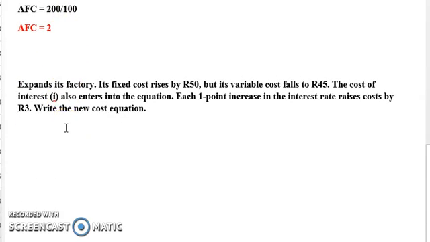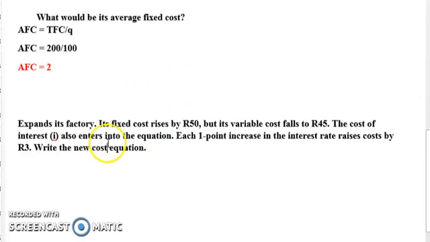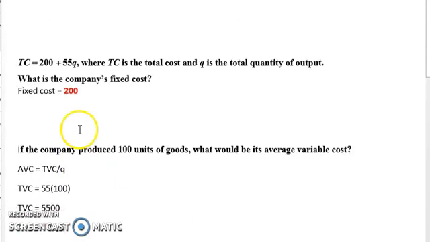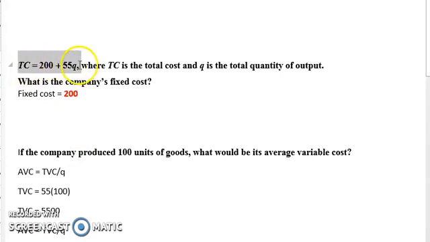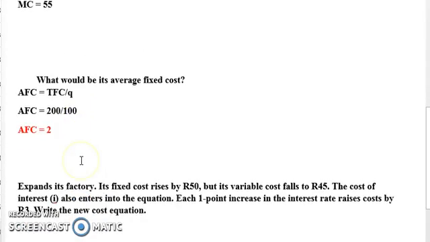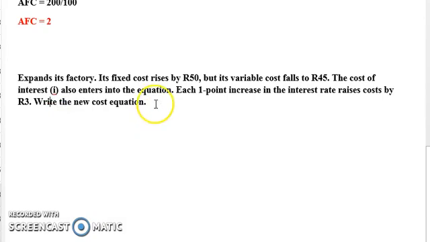Now, the following question is, now there is a change. This company decided to expand production, or there's new technology. So the factory expands, and its fixed cost rises by 50 Rand. Let's write the original equation so we know what we're working with. So this is the total cost. So what do I have to do?